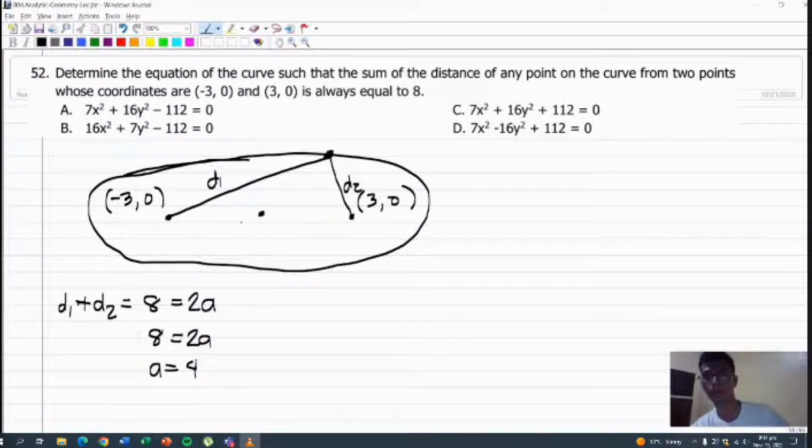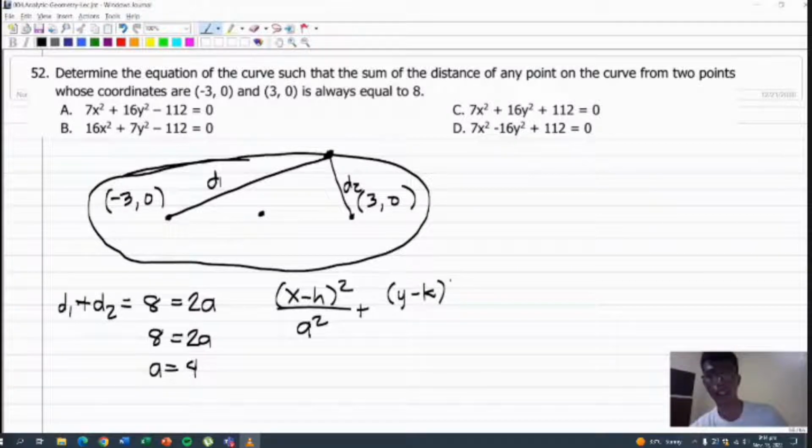Siyempre, para malaman natin ang standard equation of the ellipse, that is a horizontal ellipse. So, (x minus h) square over, siyempre, nasa baba niyan yung a square kasi horizontal nga siya, plus (y minus k) square over b square is equal to 1. So, dapat alam natin kung ano yung h and k, and then yung a tsaka b. So, dahil meron na tayong a, which is 4, paano naman natin kukunin si b?